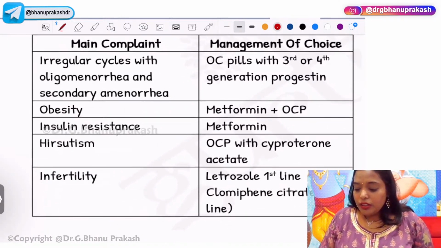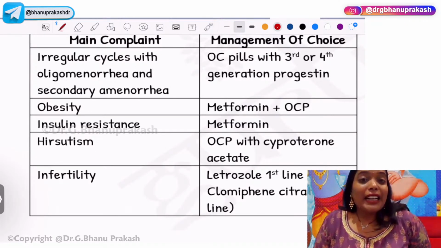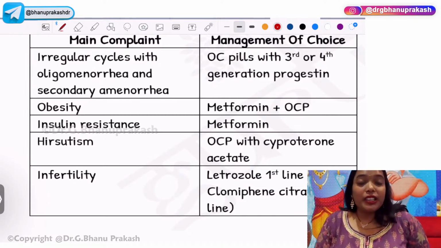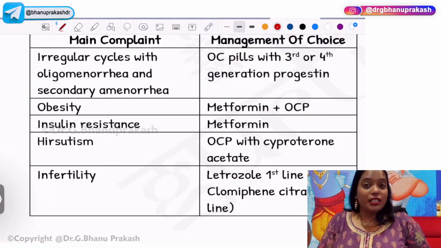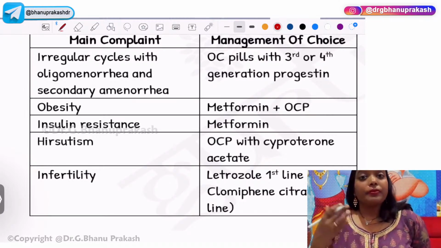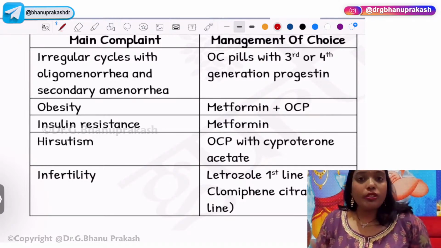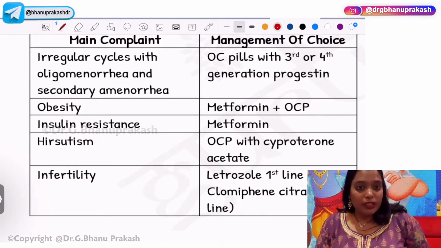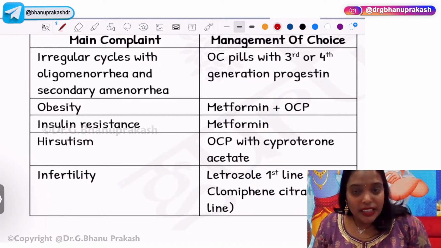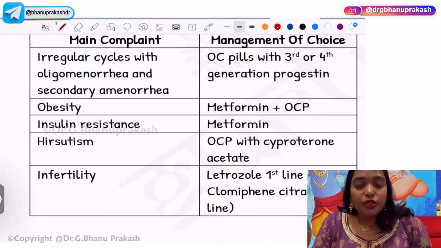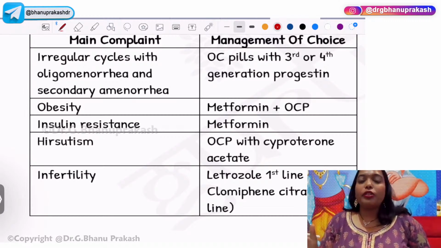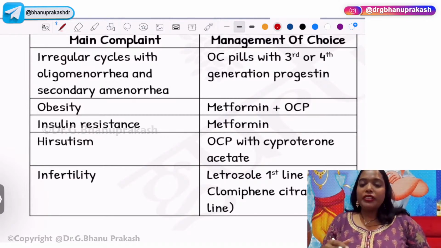Coming to the treatment. Somebody has irregular cycles, always go for OC pills, which are 3rd or 4th generation OC pills, that is, those which contain desogestrel, gestodene, norgestimate or cyproterone acetate, drospirenone. Somebody is obese, give them metformin and oral contraceptive pills. They have insulin resistance, give metformin. If they have hirsutism, then OCPs with cyproterone acetate. If they are infertile, then you are going to give letrozole first line, clomiphene citrate second line.